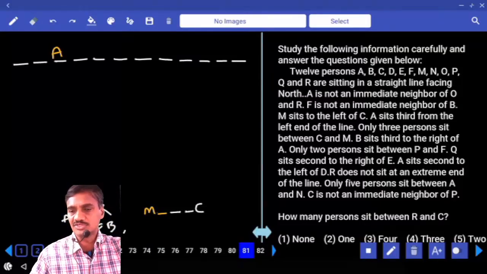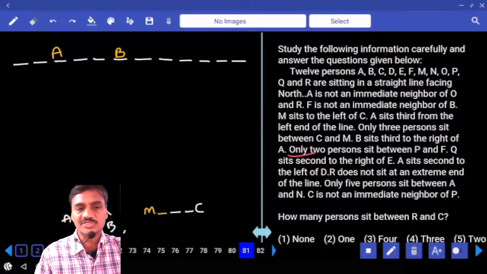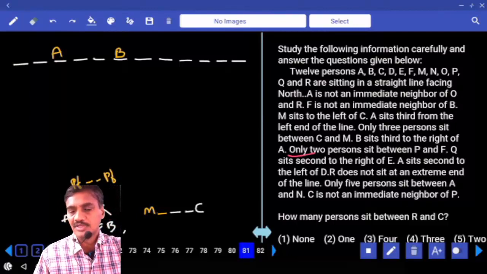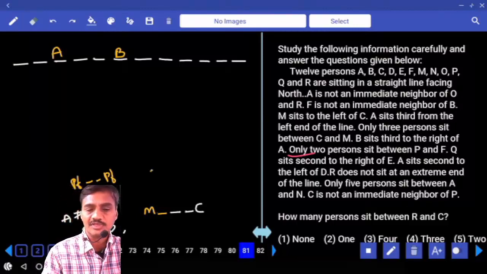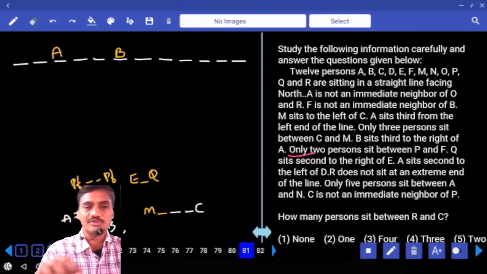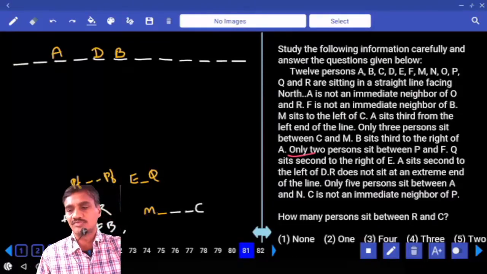B sits third to the right of A. B is at this place. Only 2 persons between P and F, so there must be exactly 2 people between P and F. Q sits second to the right of E. Q is seated second to the right of E, and the order must be like this. And A sits second to the left of D. D is here.